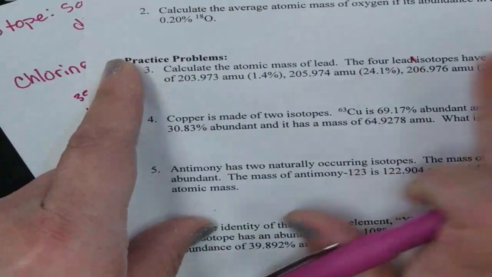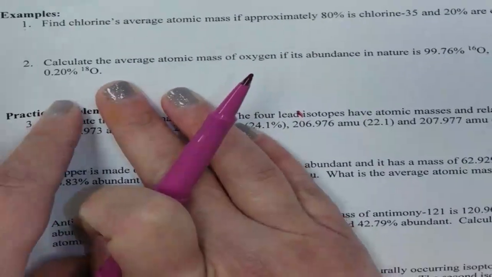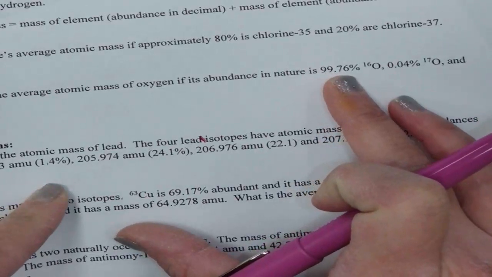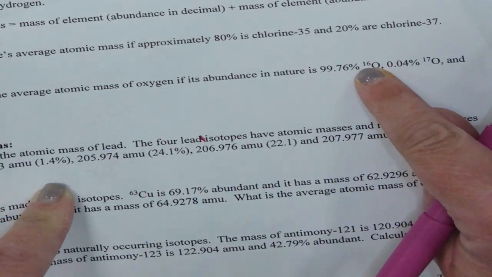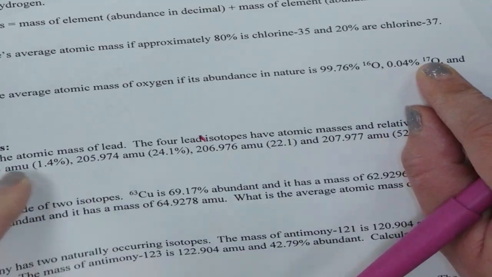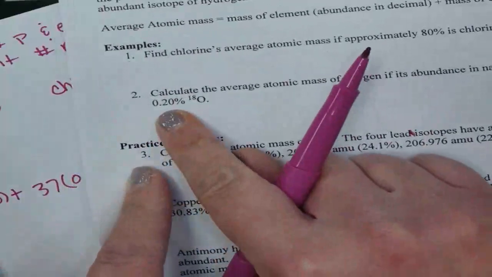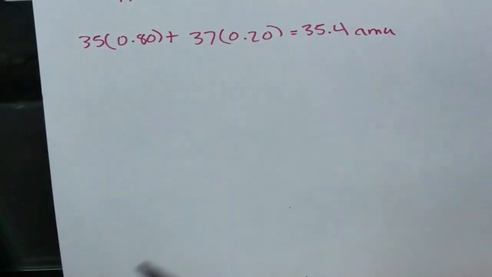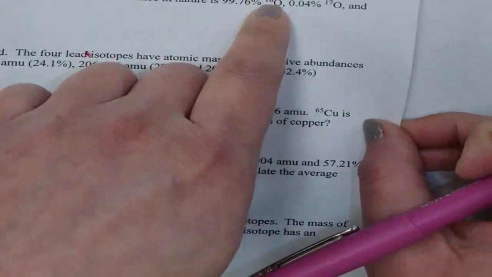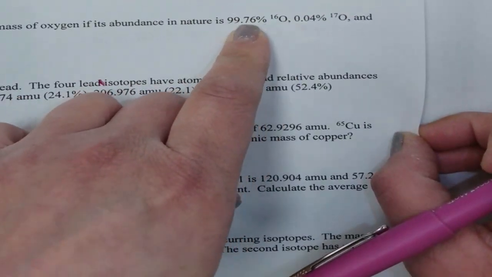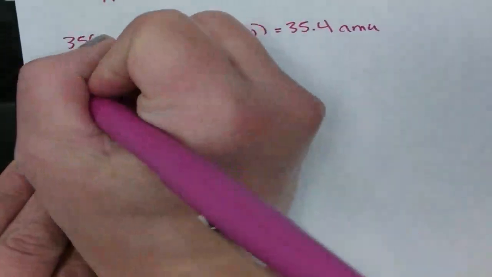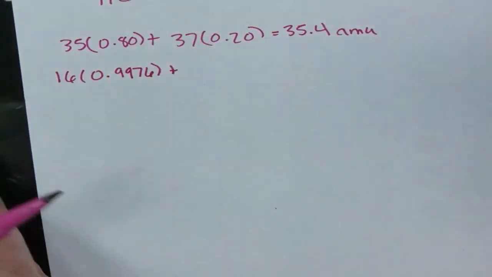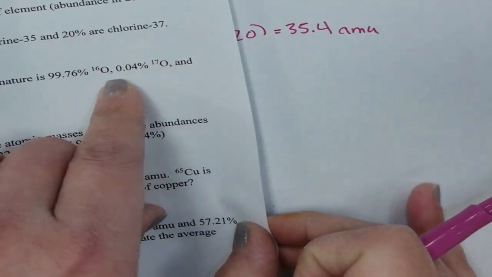We're going to calculate the average atomic mass of oxygen, where its abundance in nature is 99.76% for oxygen-16, 0.04% for oxygen-17, and 0.2% for oxygen-18. So what are we going to do? We're going to take the mass of our first oxygen, which is oxygen-16, and multiply it by its percent abundance, which is 0.9976.